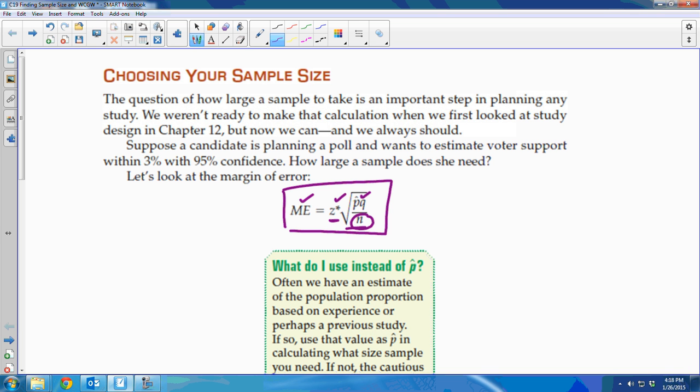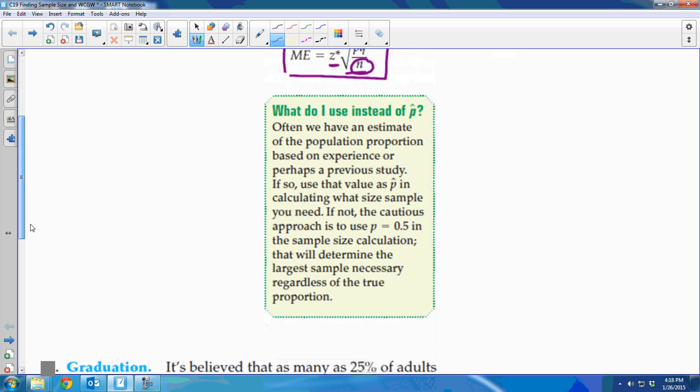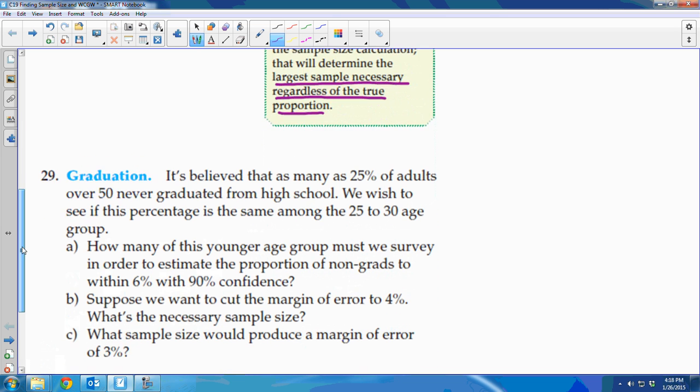Now, you have two options for p hat and q hat. You can either base your standard error off an old sample of some type, or if you have no old sample, you can always use p equals 50%. That's very cautious, and that way it'll determine the largest sample necessary regardless of the true proportion. You just have the largest sample you need. Okay, so here's an example.